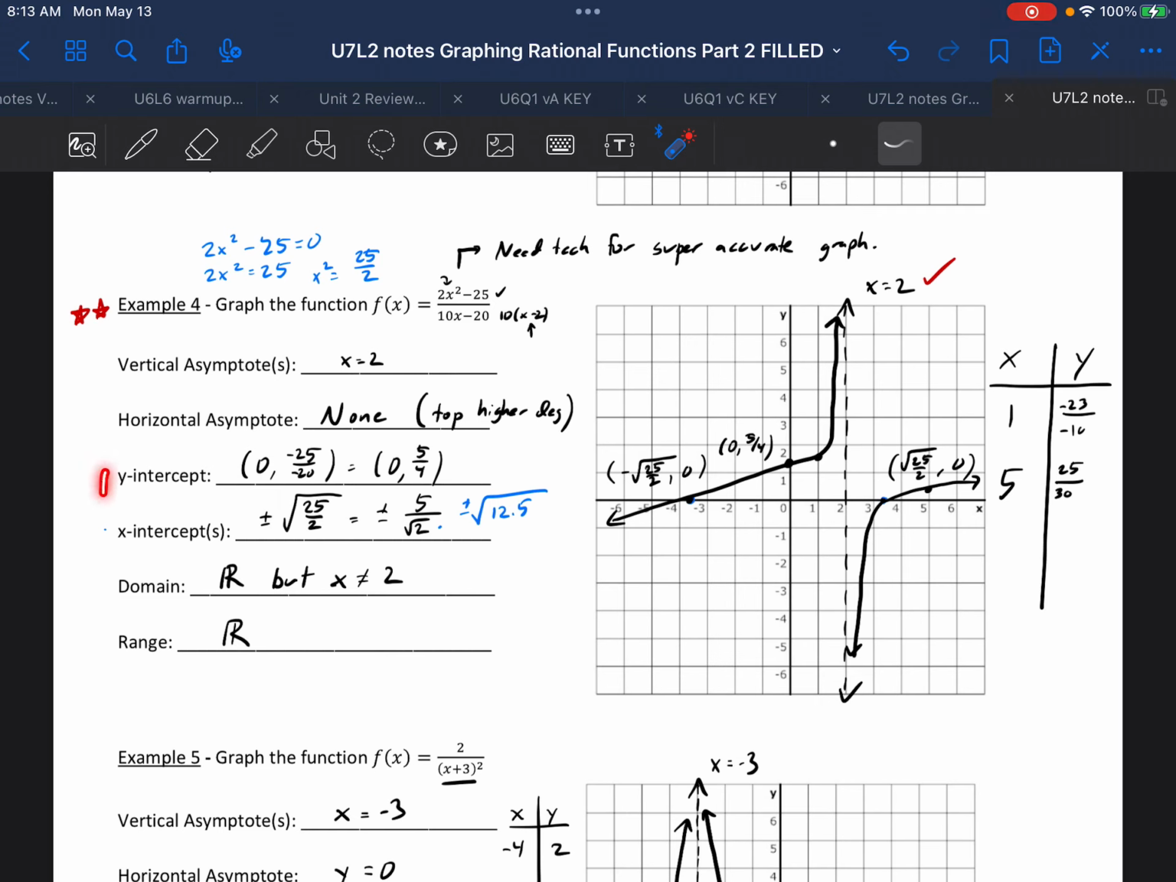We go through our processes, we find these x and y intercepts, right? This one's a little bit weird because we can't get an exact value without a calculator.